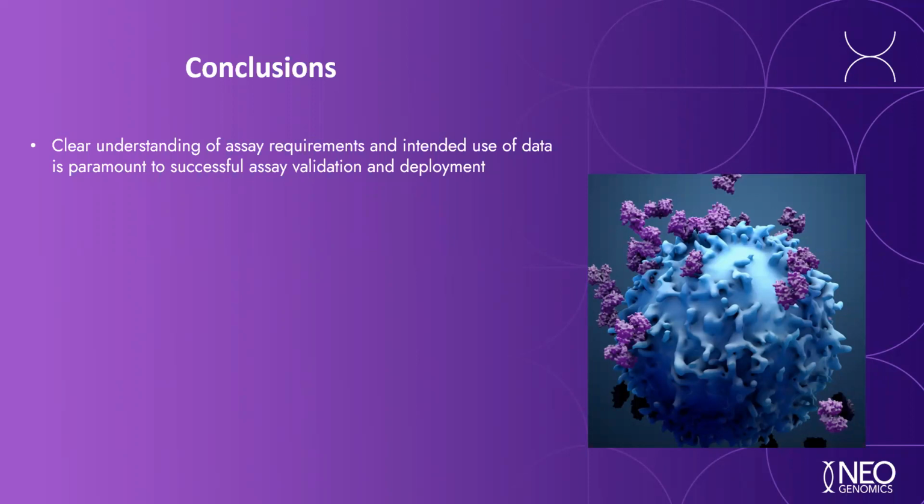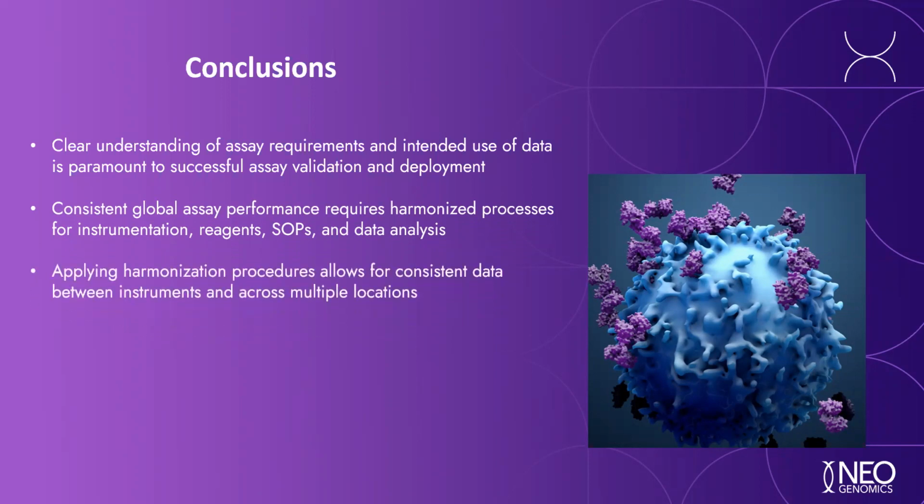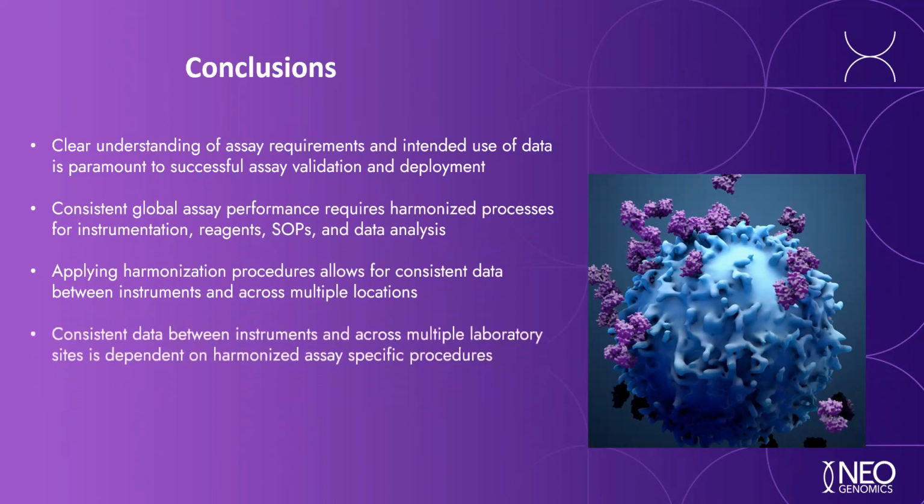So in conclusion, a clear understanding of assay requirements and the intended use of the data is paramount to successful assay validation and deployment. Consistent global assay performance requires harmonized processes for instrumentation, reagents, SOP, and data analysis. Applying these harmonization procedures allows for very consistent data between instruments and across multiple locations. And consistent data between instruments and across multiple laboratory sites is really dependent on these harmonized assay-specific procedures.